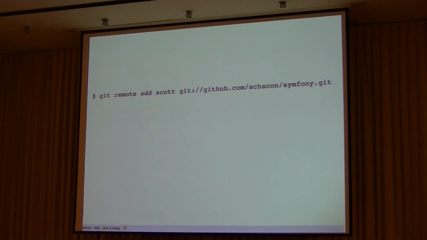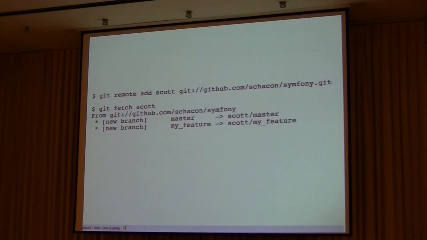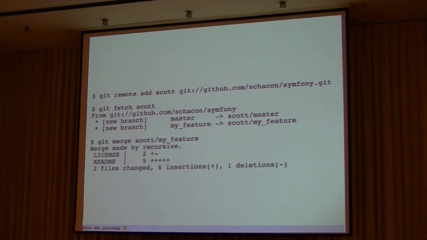But you just say git remote add Scott and give it an alias, and then you can say git fetch Scott, and it'll pull down everything that's on Scott's server, and then you can say git merge Scott/my-feature or something to check it out. Like that, right? It'll merge it in. So that's fine. And then in the future, if you get another pull request from Scott, you don't have to copy and paste the URL, you just say git fetch Scott.